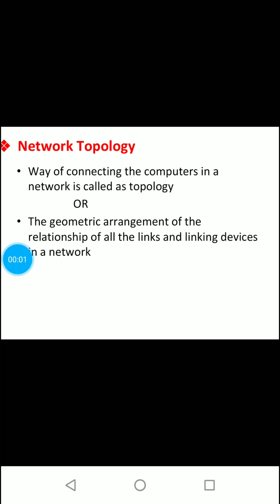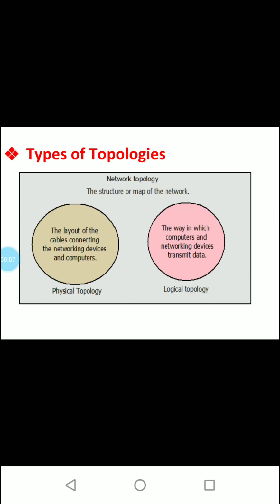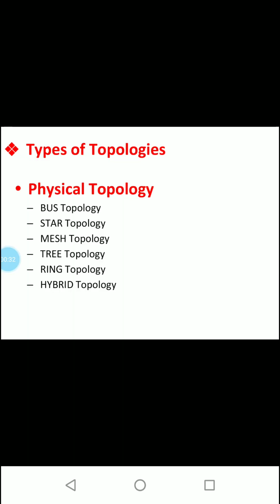In the last lecture, we learned the definition of network topology. Now we know the types of topology. Network topology is the structure or map of the network. The physical and logical topologies are there. The physical topology is nothing but the layout of the cables connecting the networking devices and computers, and the logical topology is nothing but the way in which computers and networking devices transmit the data. One by one we learn all these topologies.